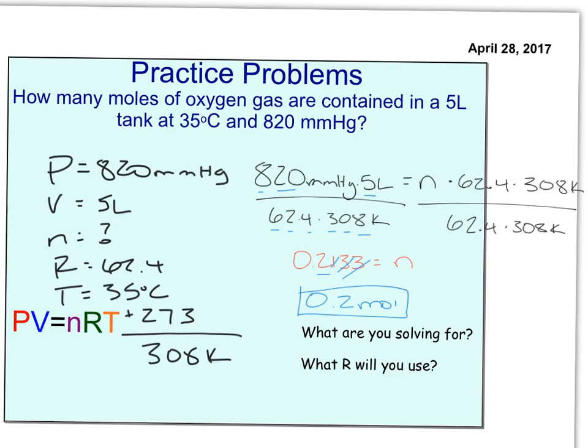The other thing is making sure you pick the right R value. Because this is millimeters of mercury, you should have picked 62.4 for the R value. The last tricky thing is sig figs. 5 liters only has one sig fig, so your final answer should only have one sig fig. Zeros in front never count, so that's why it is 0.2. So why don't you pause the video again and give it one more shot on the next problem, and then after that you should be good to go.